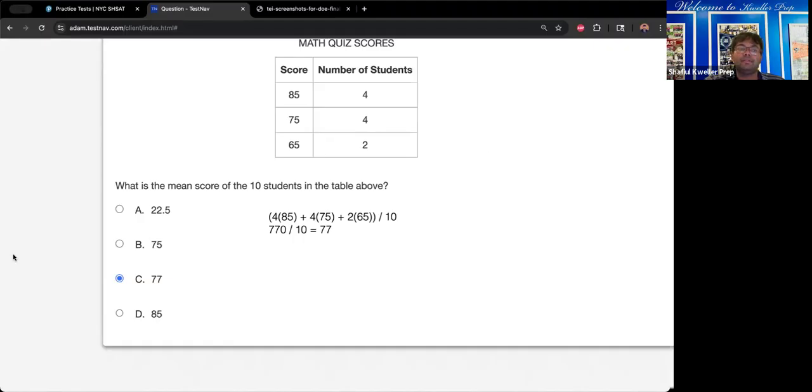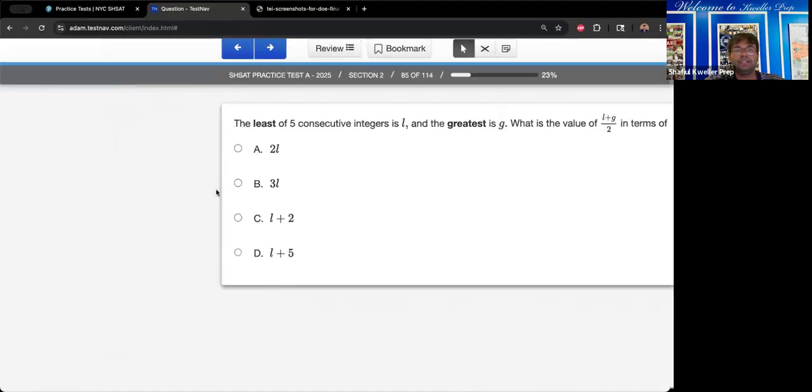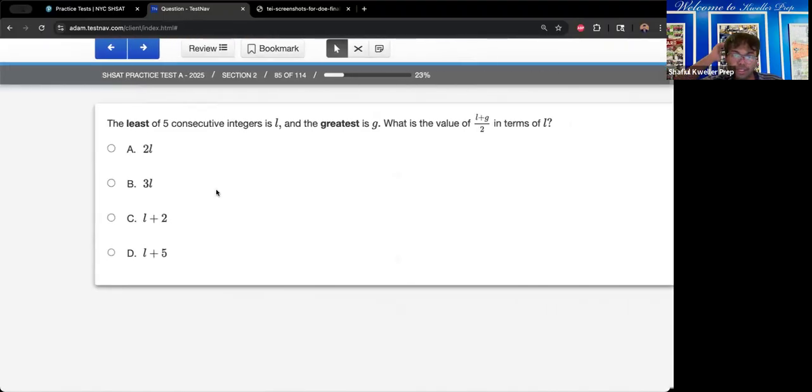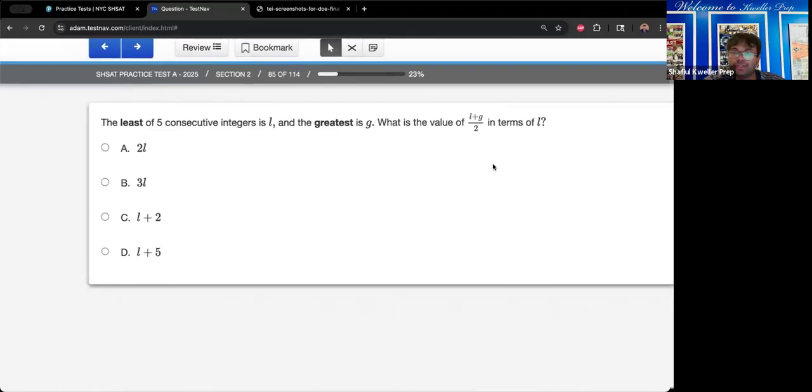Okay, let's continue. The least of 5 consecutive integers is L and the greatest is G. What is the value of L plus G in terms of L? So again, we write out the consecutive integers. The first one is L, second one is L plus 1, third one is L plus 2, fourth one is L plus 3, fifth one is L plus 4.